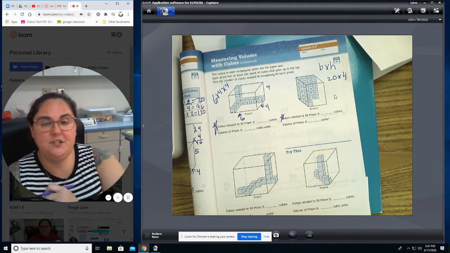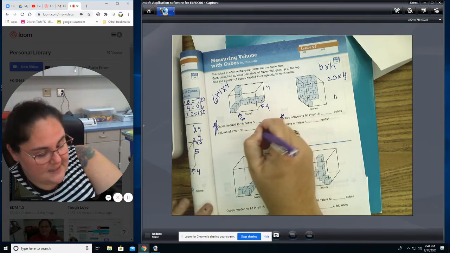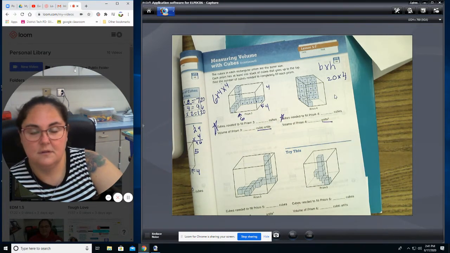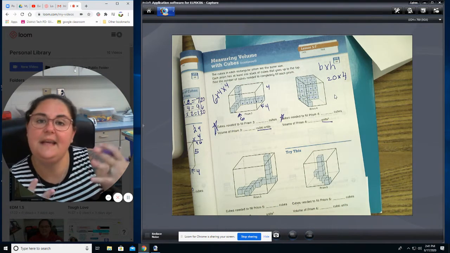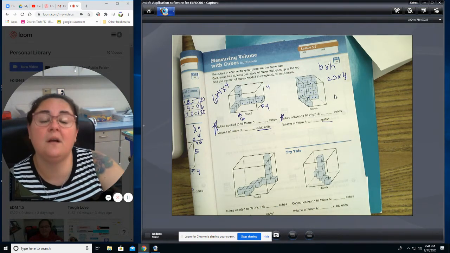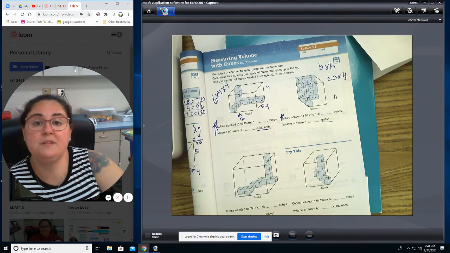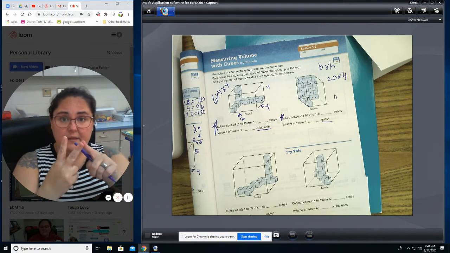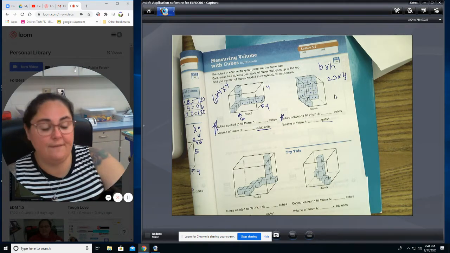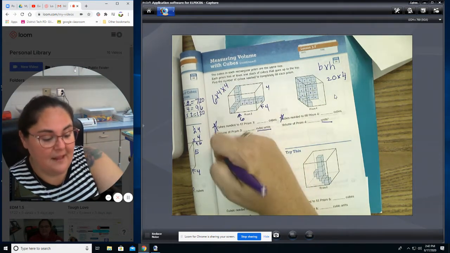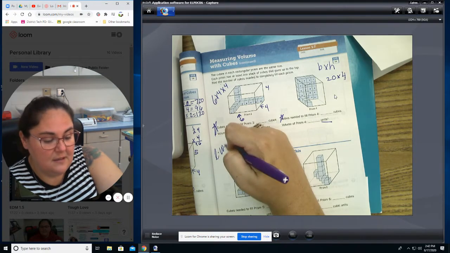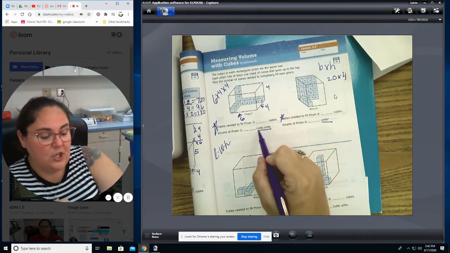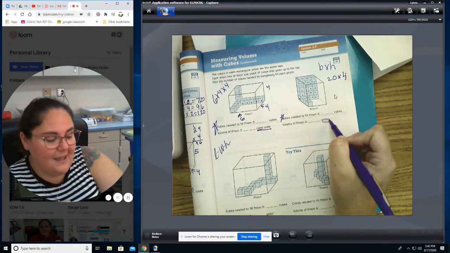Now, I want to bring your attention to something. Notice that my label has changed. When I'm finding area, I'm using square units or units squared because I'm multiplying just length times width. But when I'm doing volume, I'm multiplying length times width times height, and that means my answer will be in units cubed or units with a little tiny 3.